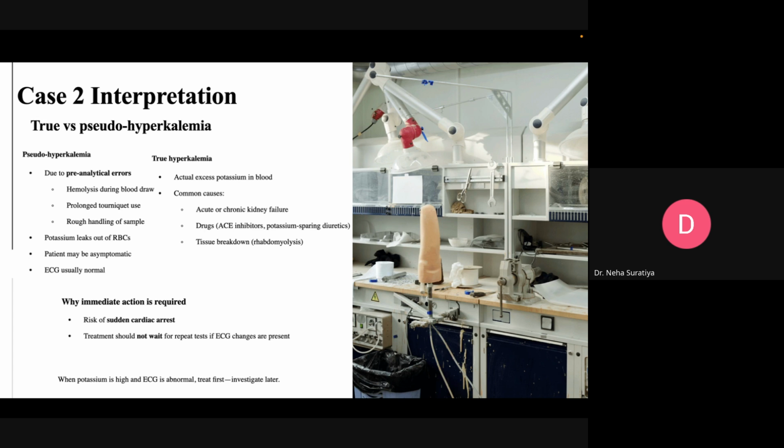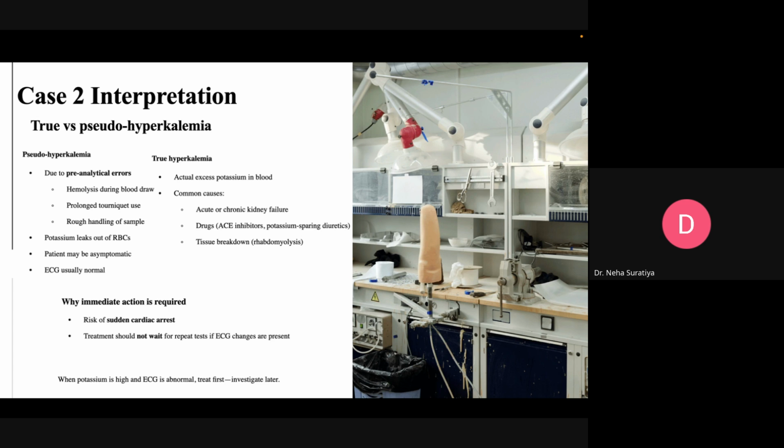Pseudo means due to pre-analytical errors. I hope now you have an idea what pre-analytical errors are, right? Before the sample goes to the lab, handling errors are happening. Hemolysis during blood draw, prolonged tourniquet use, rough handling of the sample, potassium leaks out of RBCs. Patients may be asymptomatic, ECG usually normal. These kinds of things happen due to pseudo. Pseudo means it is happening because of some errors or some other situation.